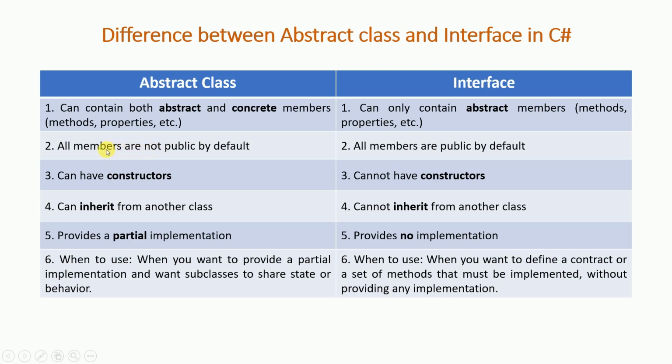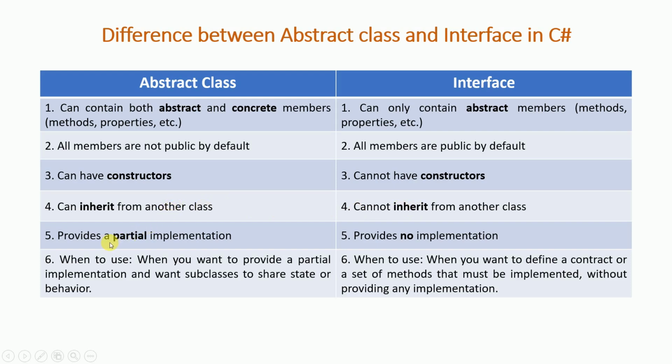The second difference is, in the case of an abstract class, all members are not public by default. In the case of an interface, all the members of the interface are public by default. Then the third difference is that an abstract class can have a constructor, whereas an interface cannot have a constructor. The next difference is that an abstract class can inherit from another class, whereas an interface cannot inherit from another class.